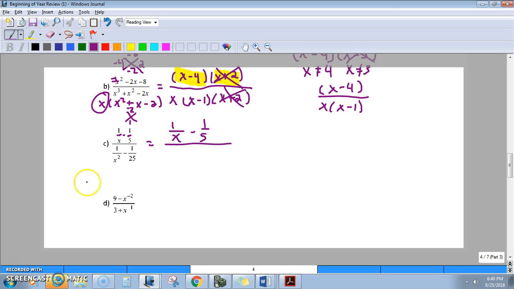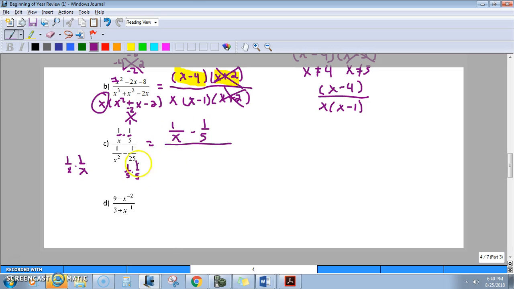But the denominator, you guys, it's that rule. 1 over x squared is a perfect square, because 1 over x times 1 over x is 1 over x squared. So the square root of 1 over x squared is 1 over x. And the square root of 1 over 25, you have probably already made the leap to this, is 1 over 5. 1 over 5 times 1 over 5 is 1 over 25.